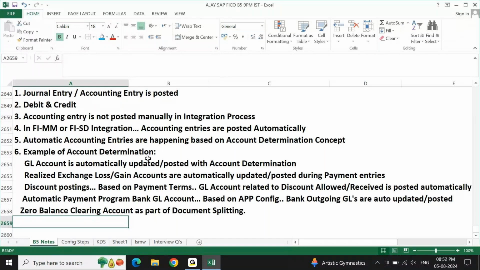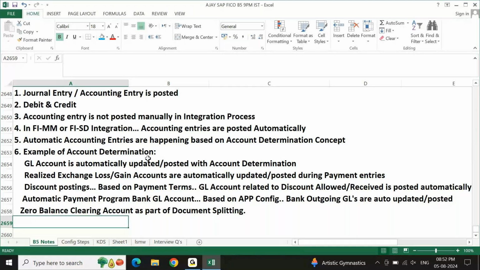If you maintain that setting, the GL account will be picked up from there and it will be automatically posted. If not, it will not post the entry, it will throw an error. What you need to understand from account determination is that it is nothing but a configuration in which GL accounts are maintained.